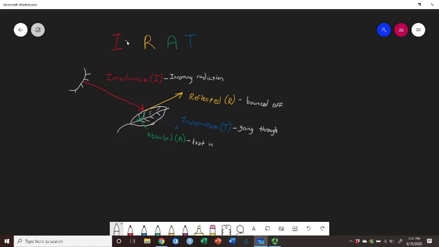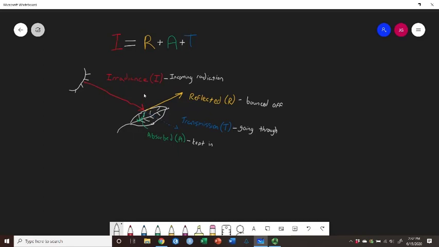So if the irradiance is the amount coming in, the amount coming in has to equal the amount that's bounced off, plus the amount that's kept in, plus the amount that goes through, right? Hopefully it makes intuitive sense that the system is equal, so everything happening here has to equal what came in. So I equals RAT, IRAT.